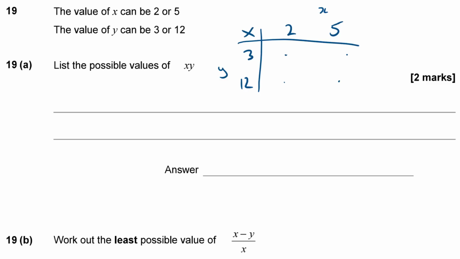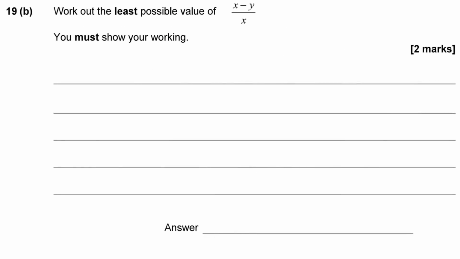3 times 2 is 6. 3 times 5 is 15. 2 times 12 is 24. And 5 times 12 is 60. So there are my possible values then. 6, 15, 24, and 60. Question 19b says, work out the least possible value of x minus y divided by x. You must show your working.